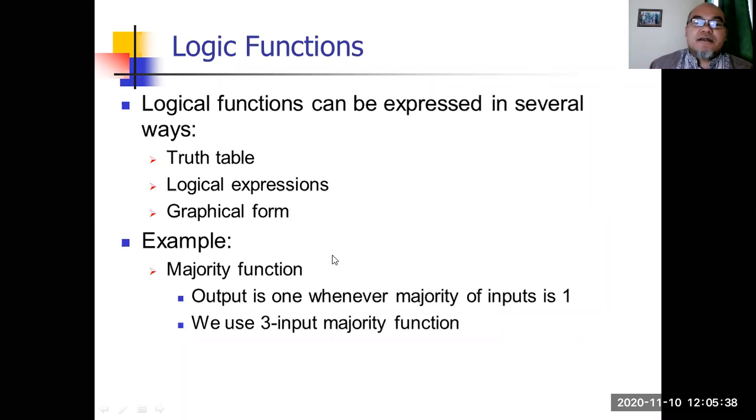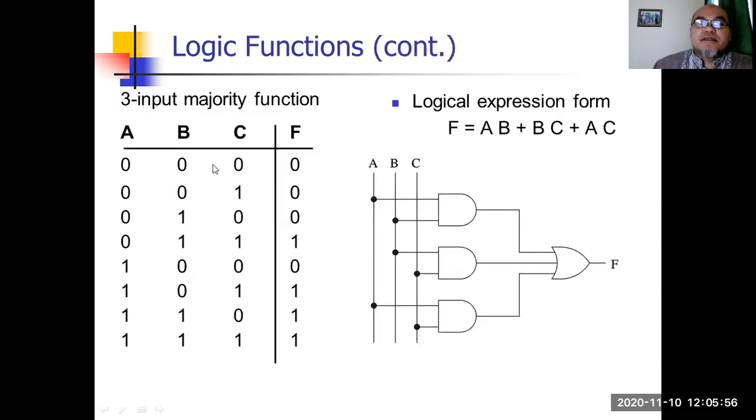For example, there is a logical function called the majority function, whose output is 1 whenever the majority of inputs is 1. We use a 3 input majority function. So if we draw it in a truth table, this will look like this. A, B, C, and the value of the output F.